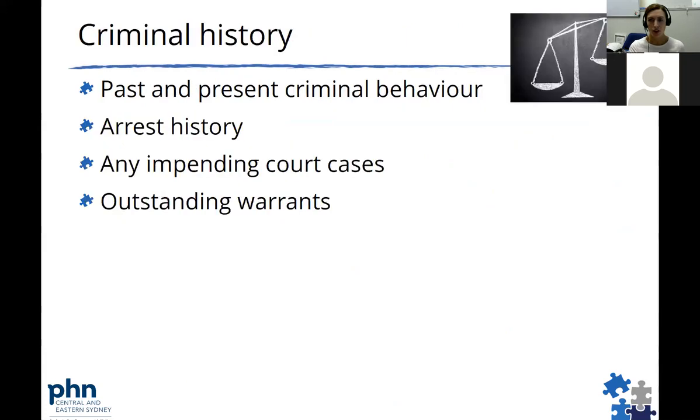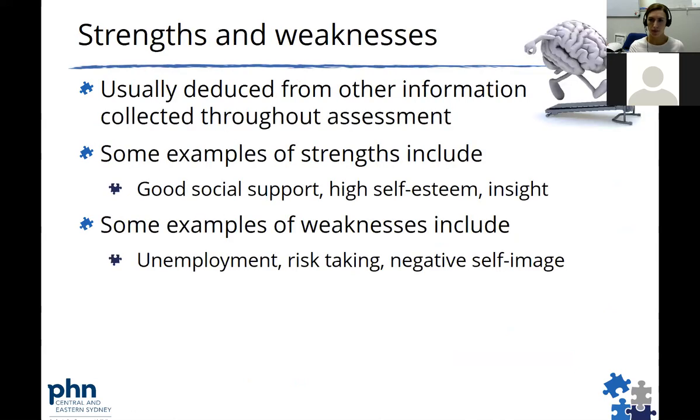So to be aware of current stresses, inquire about past and present criminal behaviour, arrest history, any impending court cases or outstanding warrants, as this information can impact on the client's treatment plan. A client's strengths and weaknesses can usually be figured out from other information that's collected throughout the assessment process. So some examples of strengths might be good social support, high self-esteem and insight, and some weaknesses might be unemployment, risk-taking behaviour, or negative self-image.